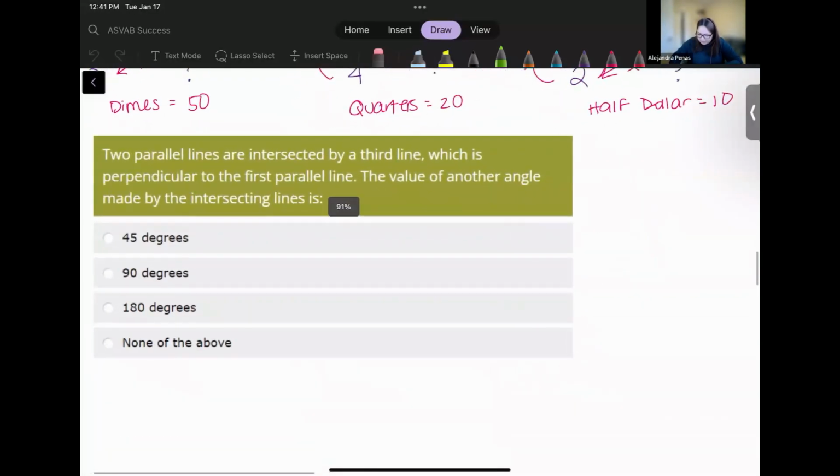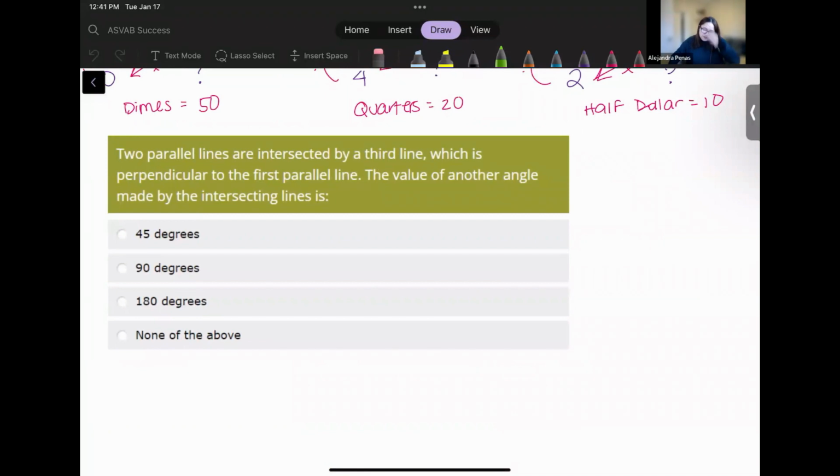So these, I believe, are some math knowledge ones that you guys sent in. This one says, two parallel lines are intersected by a third line, which is perpendicular to the first parallel line. The value of another angle made by the intersecting lines is, wow, okay. There's a lot of vocab here.